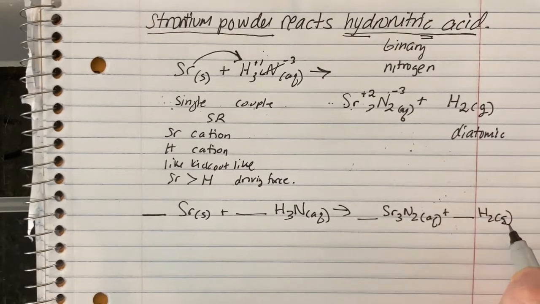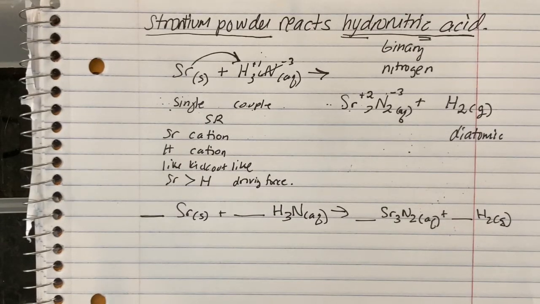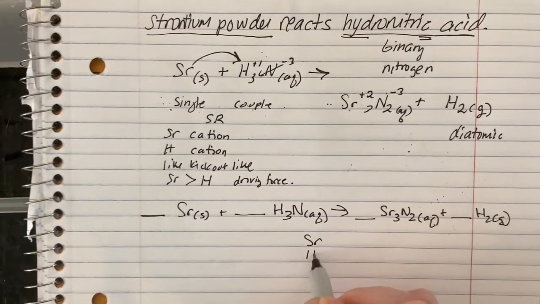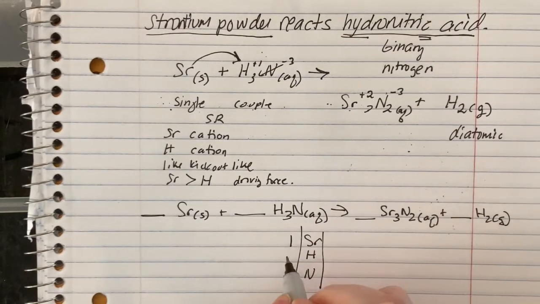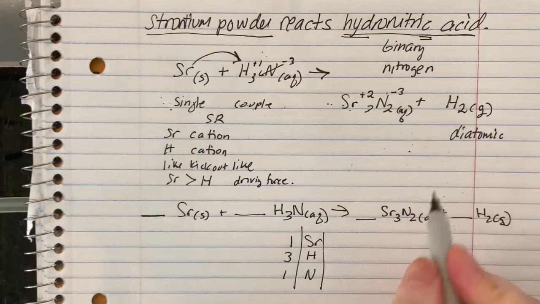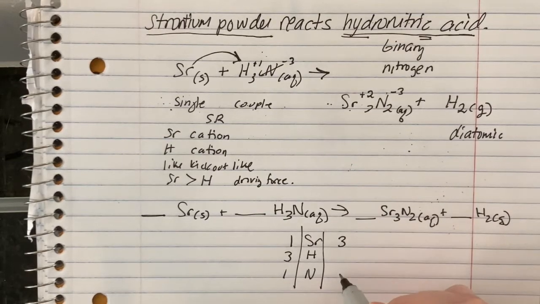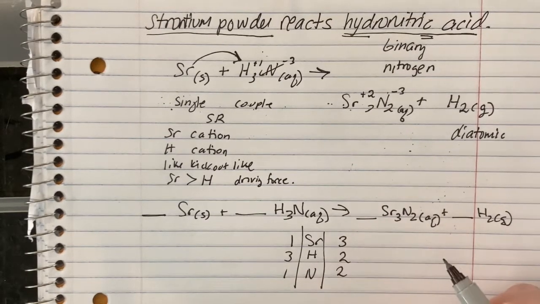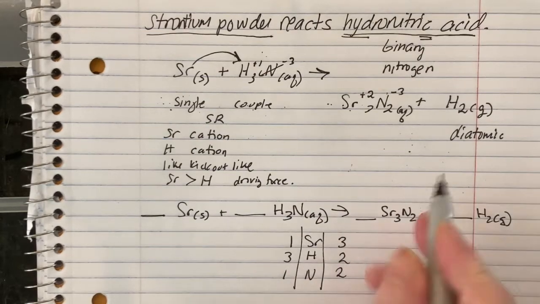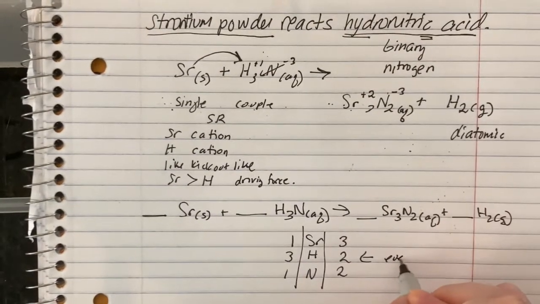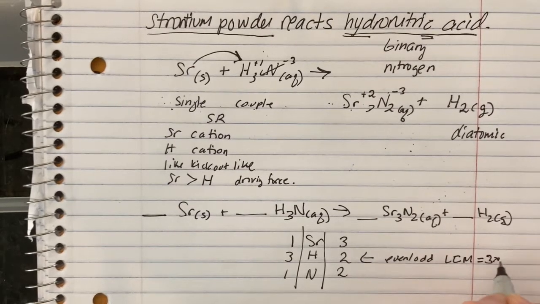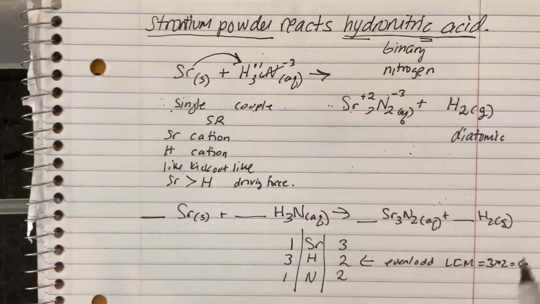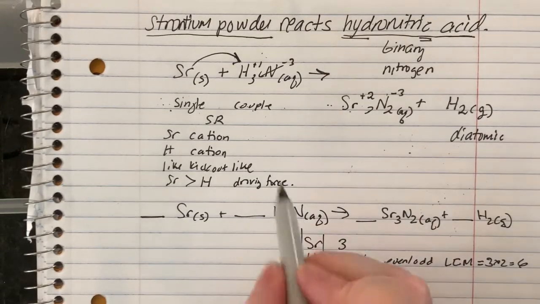And I left those lines in there because the equation does not count unless it's balanced. Okay, I have Sr, H's, and N's. 1 Sr, 3 H, 1 N. On the other side, 3 Sr's, 2 N's, 2 hydrogens. Okay, I see I have an even odds situation here. So I'm going to use the least common multiple, which is 3 times 2 equals 6. So I want to make it so I have 6 hydrogens on both sides.